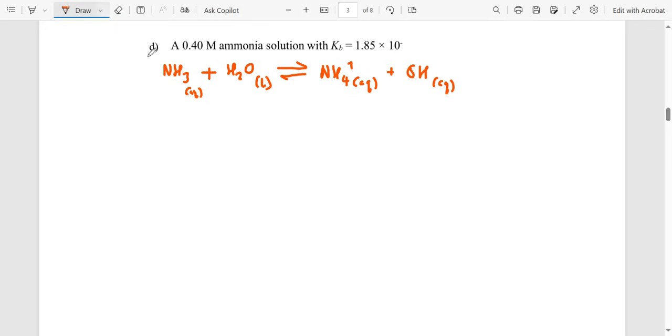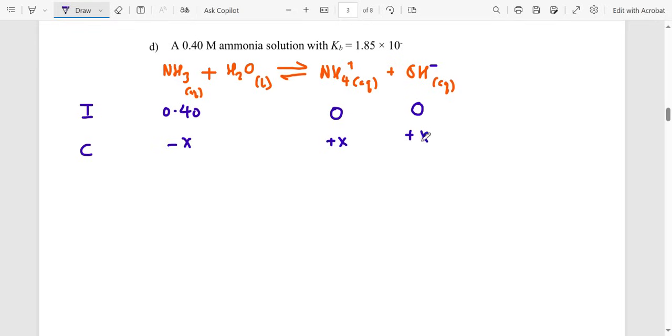So using now the ice table, we have got the initial concentration. The initial concentration of ammonia is 0.40. I'll not put anything for water because it's a liquid, so we don't include liquids when you're talking about Kb. But initially we don't have any product, so the initial concentration of the product is 0. And then they change. When the reaction starts happening, the reactant will start decreasing, so there will be a reduction of negative x. The products are going to be increasing by the same factor.